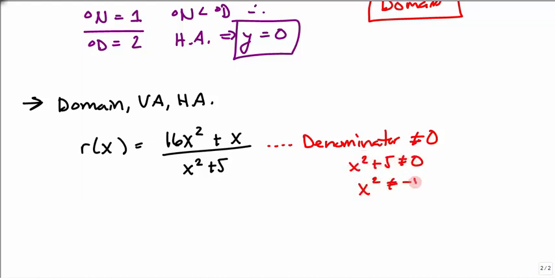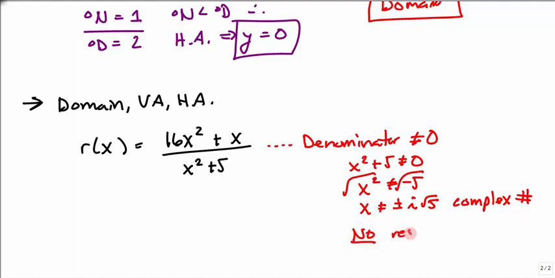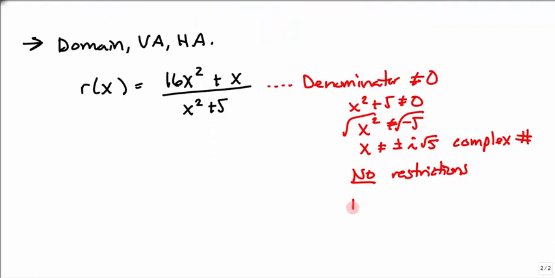Subtracting 5 across, I get x squared cannot equal -5. As soon as I take the square root of both sides, I get x cannot equal plus or minus the square root of -1, which is an i, so I get i root 5. Well, that's a complex number. We're only working in the real number system, so I'd have to say there's no restrictions here. And since there's no restrictions, there's no vertical asymptotes. There's no value that I can plug into that denominator that will make the denominator equal to 0.